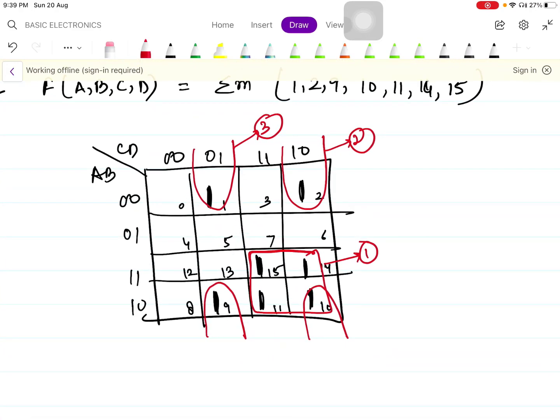For the first group, from AB we get A, from CD we get C. For the second group, from AB we get B bar, and from CD we get C D bar. For the third group, from AB we get B bar, and from CD we get C bar D. So these are the answers for this particular question.